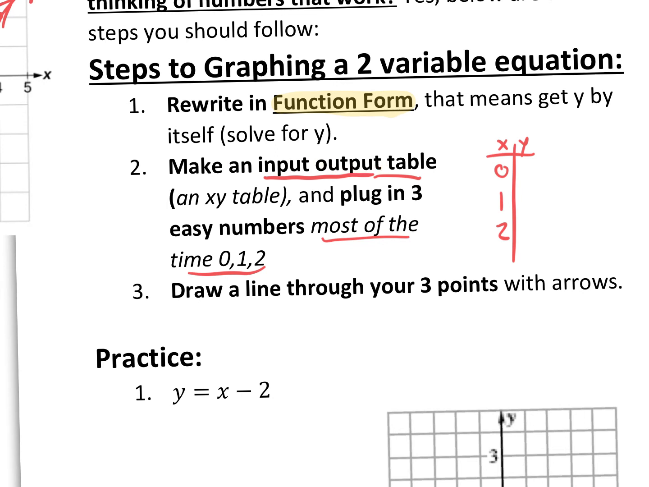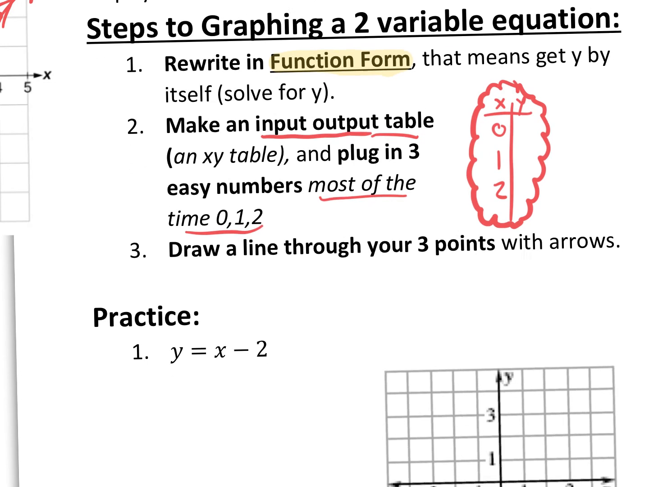Maybe we should draw this with a little cloud, because this is what you need to know in your head for step 2, making an input-output table. Plug in your 3 easy numbers, most of the time 0, 1, and 2. We'll go through some that we could use different numbers. Technically, you could use any numbers you want, but most of the time 0, 1, and 2 work out beautifully. And then step 3, draw your line through your 3 points with arrows, and you're done. Okay?